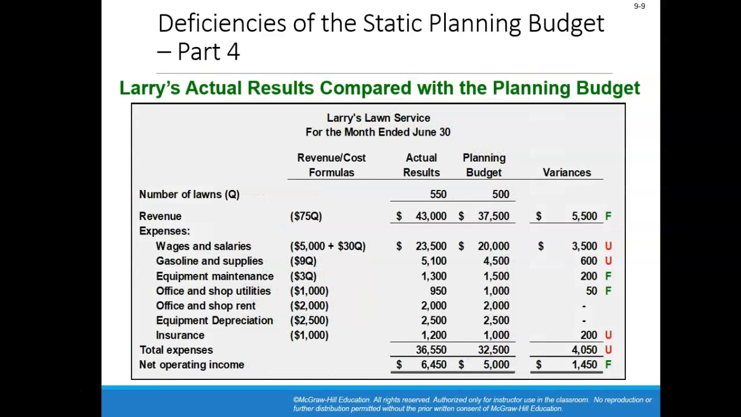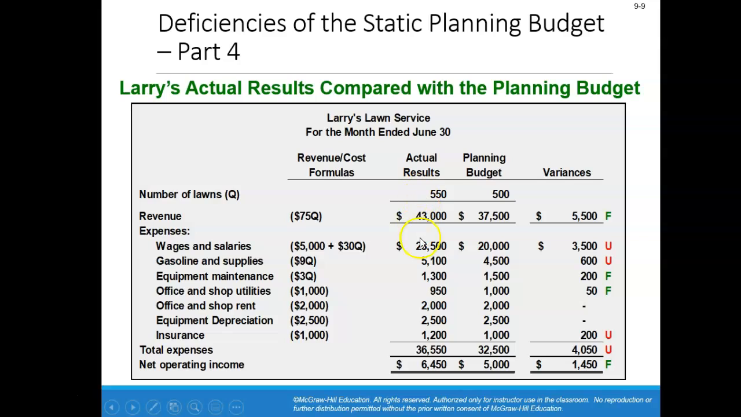So now we want to compare the actual results against our planning budget and look at the different variances. So first we look at the number of lawns cut. We plan to cut 500, but we ended up cutting 550. So of course we earned more revenue than was planned. That gave us a favorable variance. So based upon the number of lawns cut according to plan, we had a favorable variance in the amount of $5,500. Next, we look at our wages and salaries.